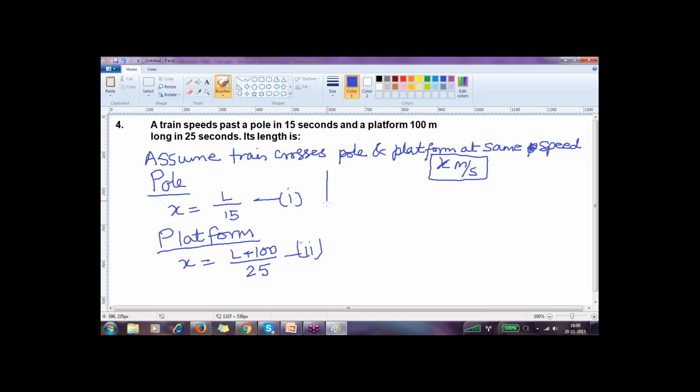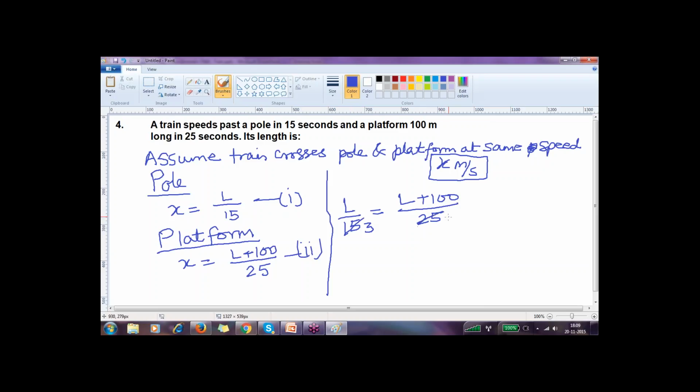Okay. Understood up till now? Yeah. Write in the chat window? Yeah. Okay, fine. So now from equation 1 and 2, I can clearly say L by 15 is equal to L plus 100 by 25, right? Okay, so this becomes 3.